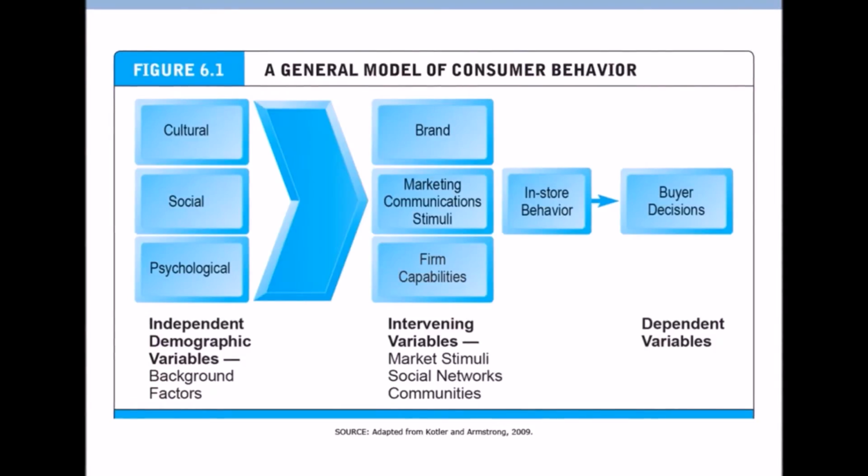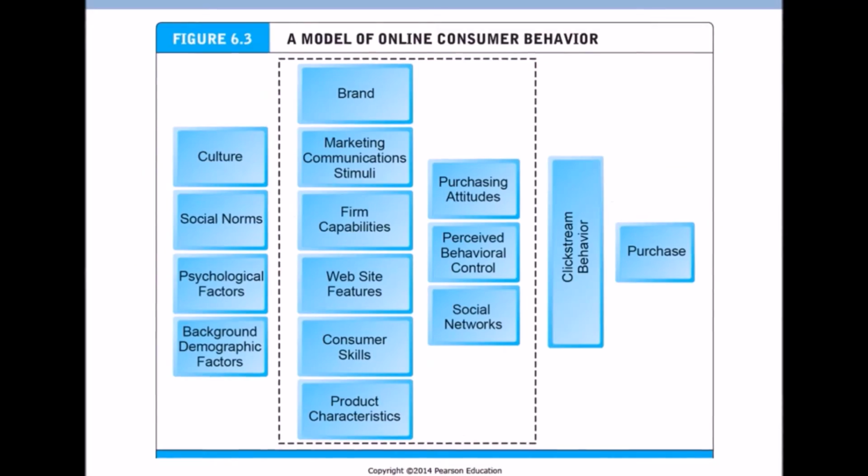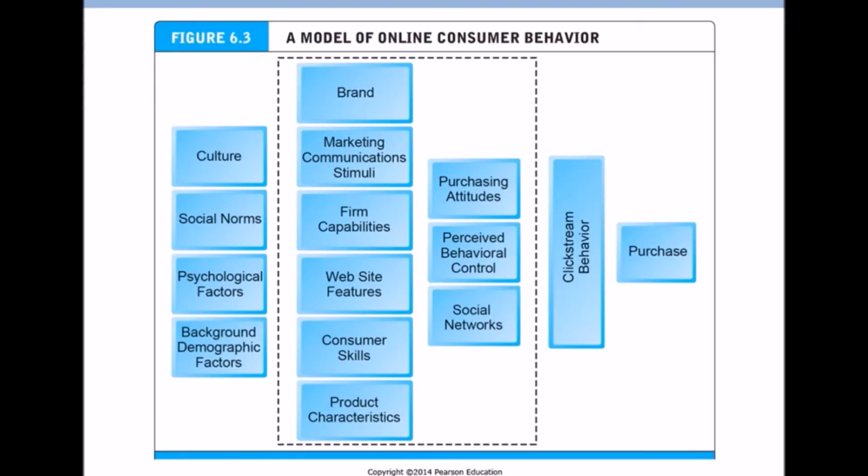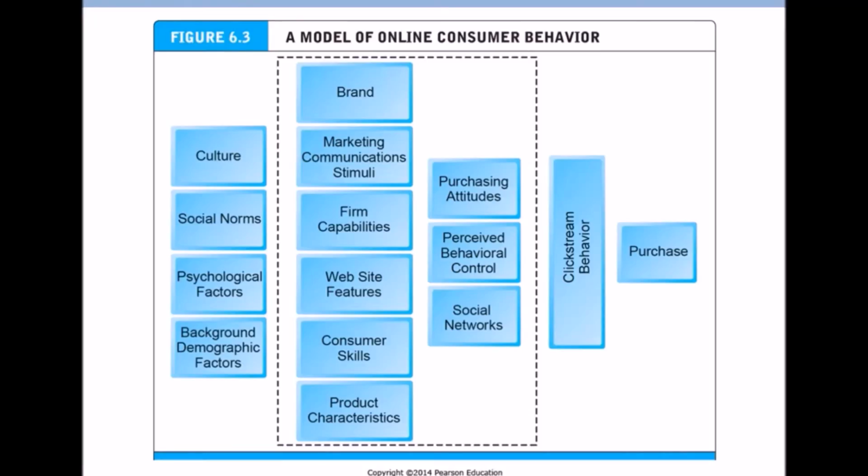A typical model of online consumer behavior goes like this. It's known as clickstream behavior. When you look at clickstream behavior, it encompasses the brand, the marketing, the communications, the stimulus for the same, the capabilities of the firm, and the website features, skills of the consumer, the characteristics of the product, the attitudes of the purchasing consumer, and how the consumer perceives and controls the product. It's also known as perceived behavioral control.